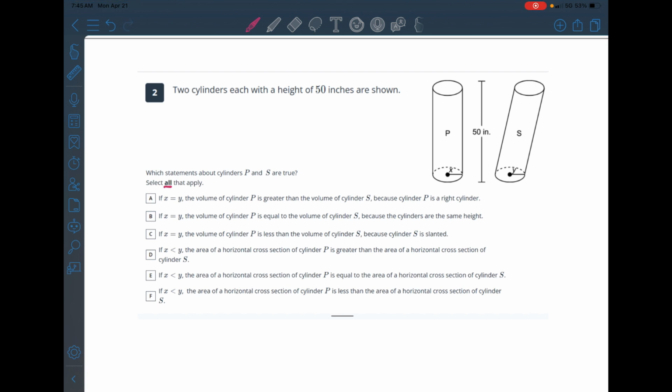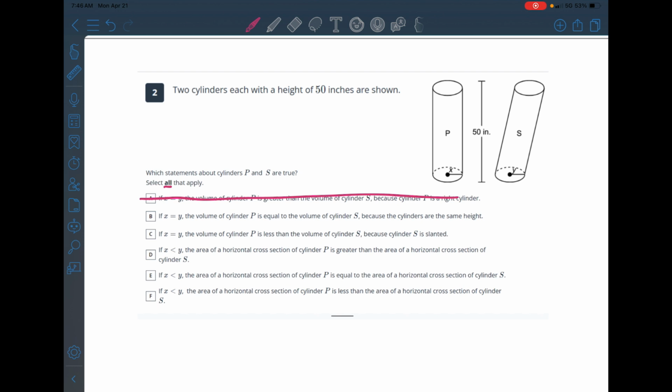So if X equals Y, meaning the radius is the same in each one, the volume of cylinder P is greater than the volume of cylinder S because P is a right cylinder. That doesn't have anything to do with it. As long as the heights are the same and the radius is the same, then the volume is the same, no matter if one's right and one's oblique. So this one does not work.